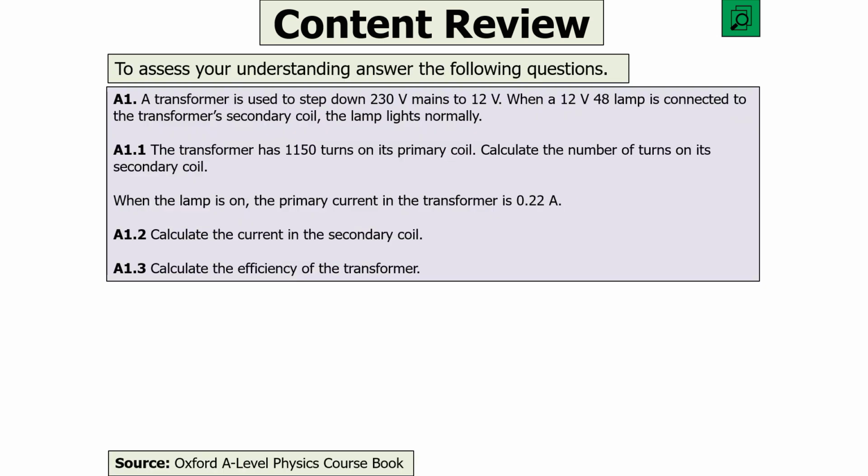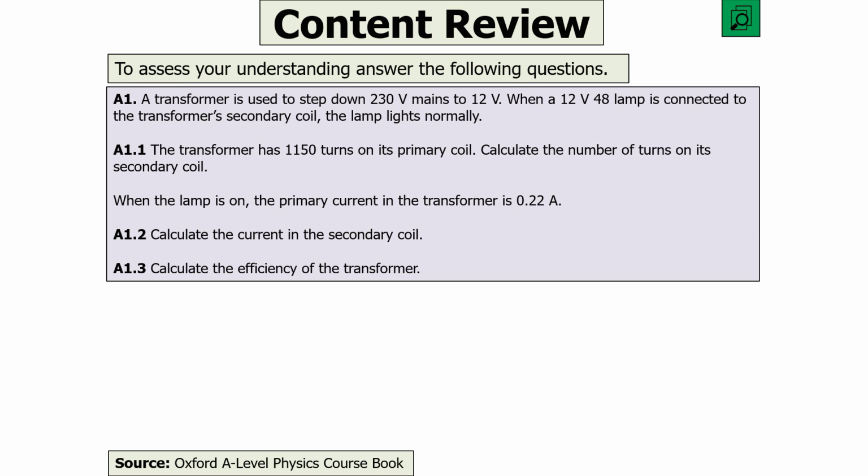The next question says a transformer is used to step down 230 volts mains to 12 volts. When a 12 volt 48 watt lamp is connected to the transformer's secondary coil, the lamp lights normally. The transformer has 1150 turns on its primary coil. Calculate the number of turns on the secondary coil.